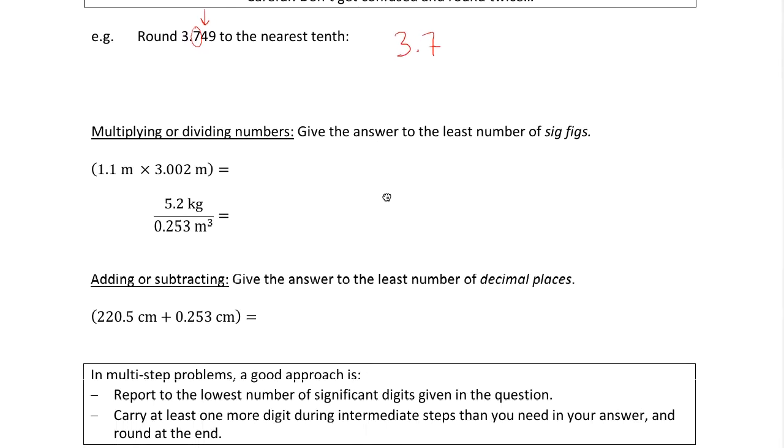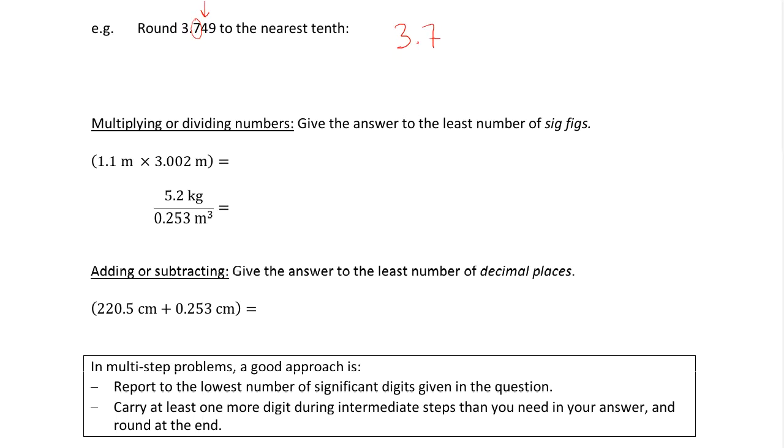Let's talk about multiplying and dividing numbers. When you're multiplying or dividing numbers, you want to give your answer to the least number of sig figs in any of the numbers in the question. For example, if I multiply 1.1 times 3.002 meters, then my calculator gives me 3.3022 meters squared, but that's not what I'm going to write down as my final answer. I'm going to write down instead 3.3 meters squared because this has two significant figures, and so I round my answer to that.